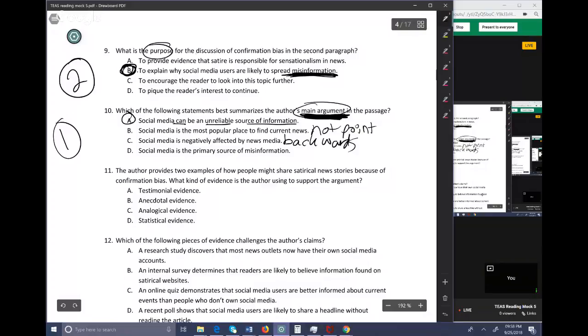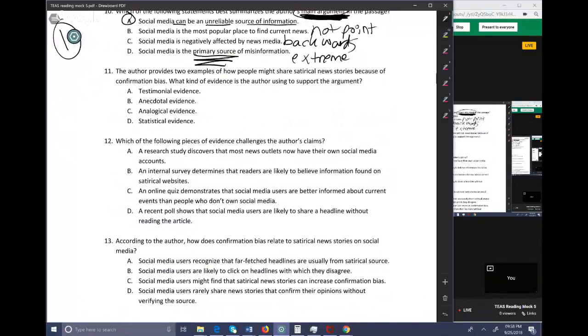"Social media is the primary source of misinformation" is too extreme. We can't say that social media is actually the problem. We can just say that it is a contributor to the bigger problem that we're talking about.